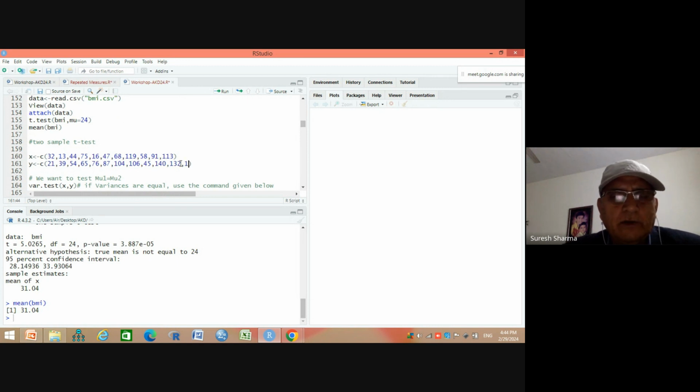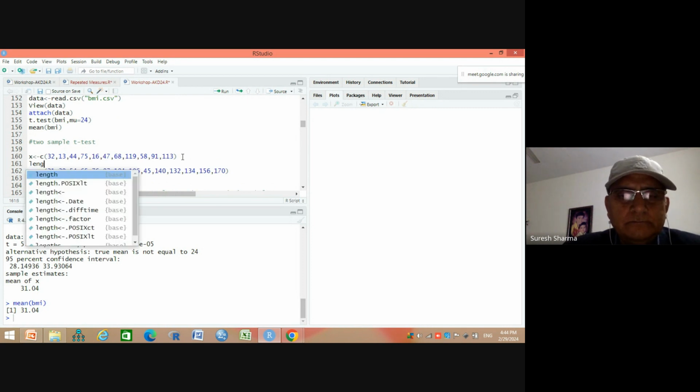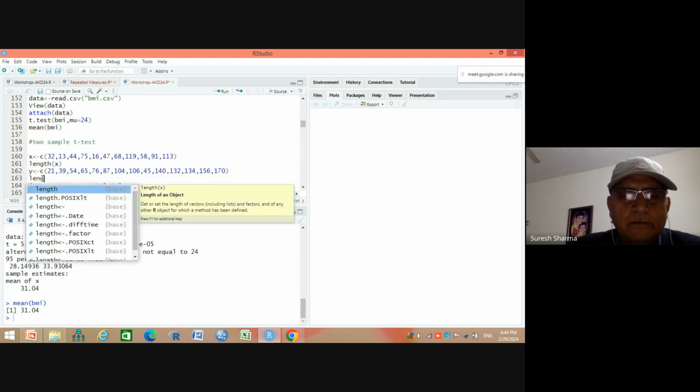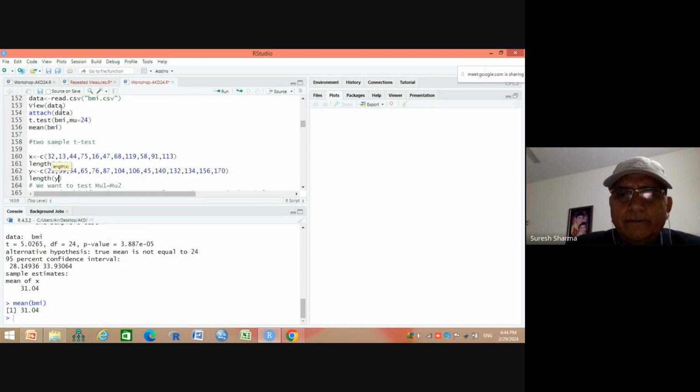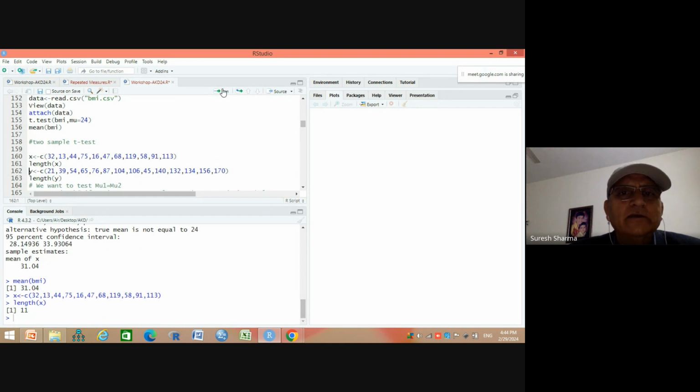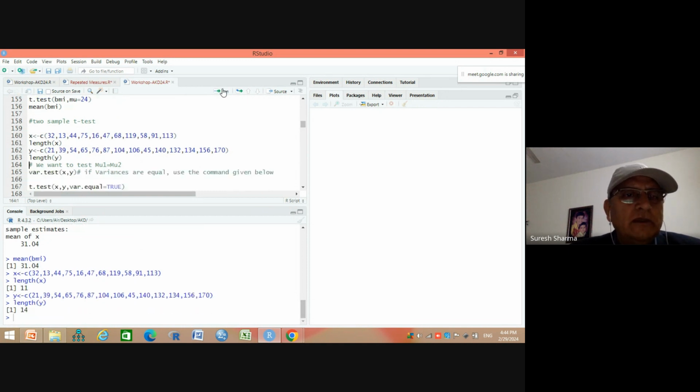I can add some more observations. Suppose 134, 156, 170, and so on. And you can go for the length. What is the length of X? And here also the length of Y. Check this. If you click here, all the X values are here. So there are 11 values in X. And these are the Y values. There are 14 values in Y. They may not be equal, not necessary.